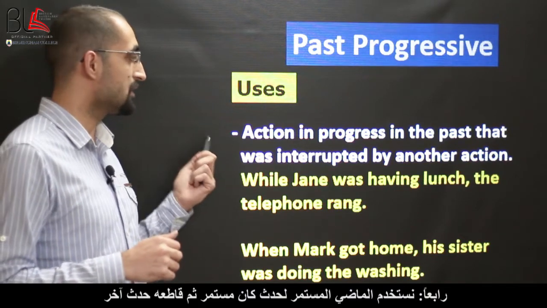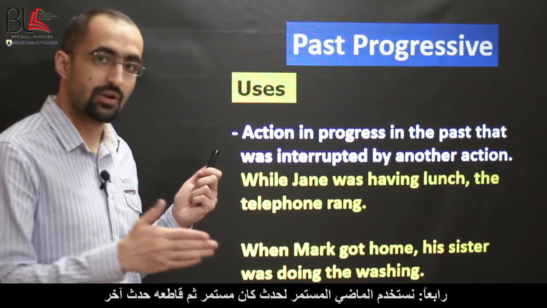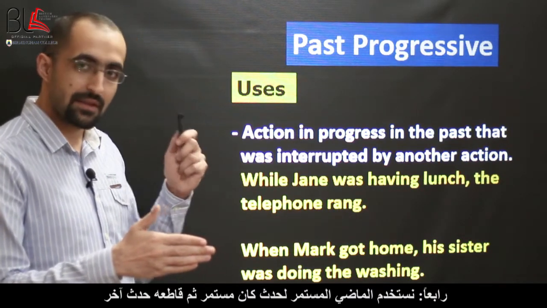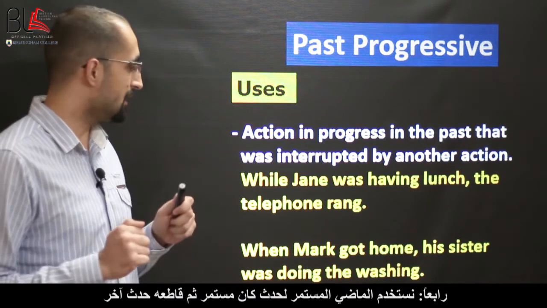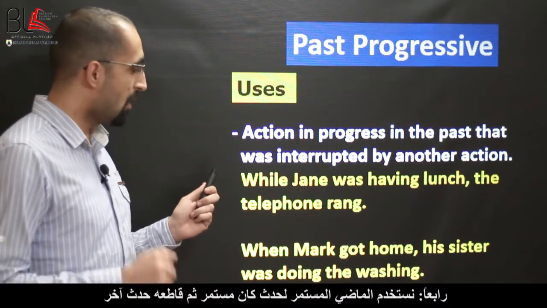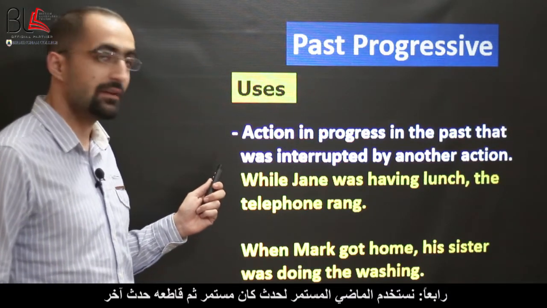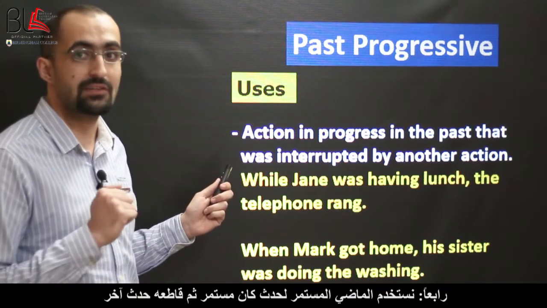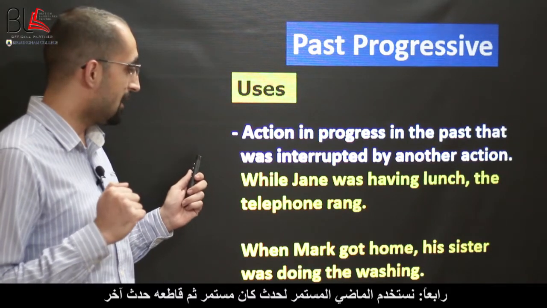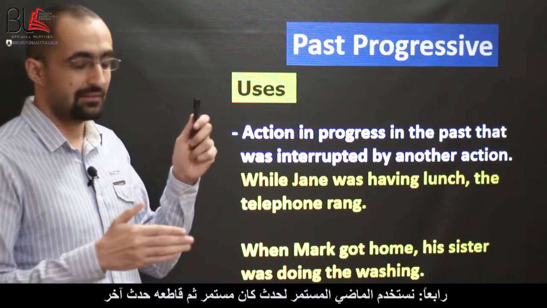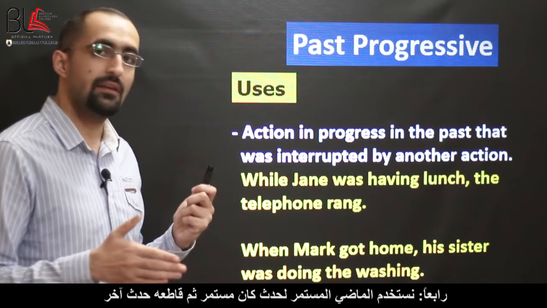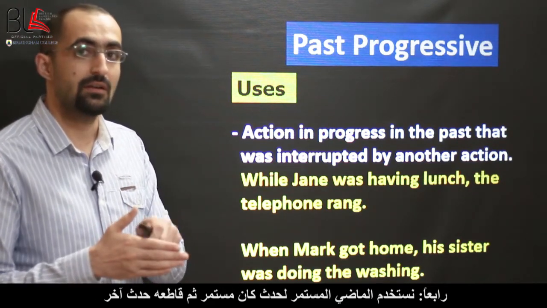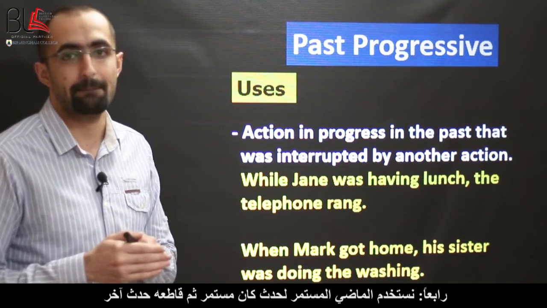And we can also use it for an action that was in progress in the past, but then interrupted by another in the past. Take a look at these examples. While Jane was having lunch, this is the progressive action, the telephone rang, and this is the interruption. So she was having lunch, Jane, another action interrupted her, which is the telephone rang.